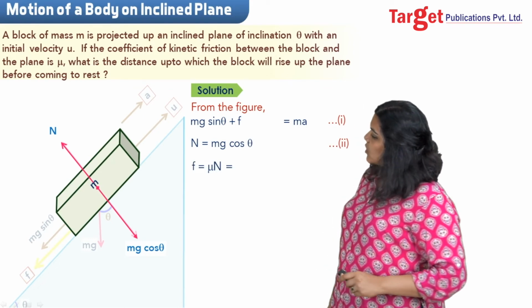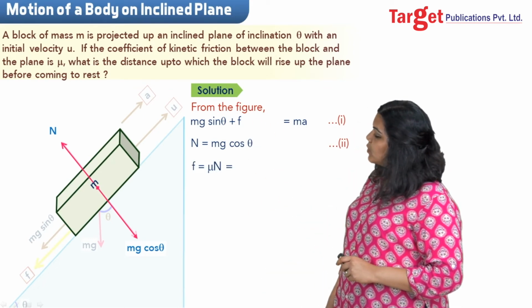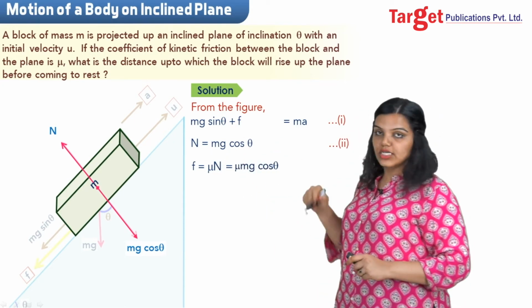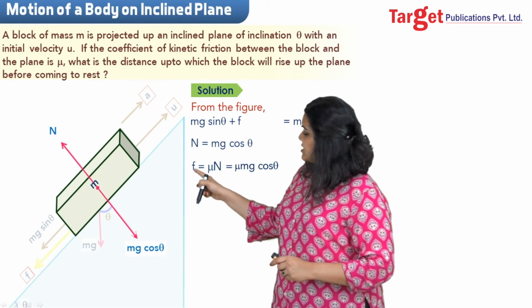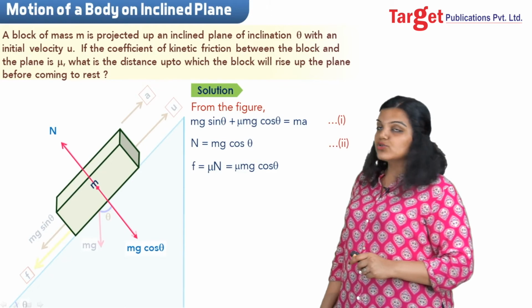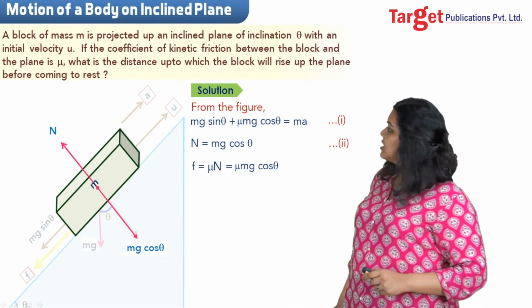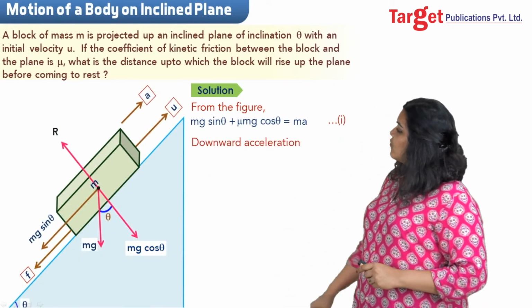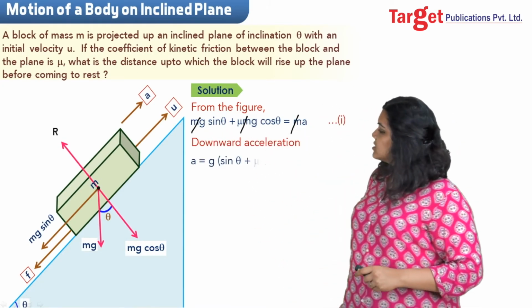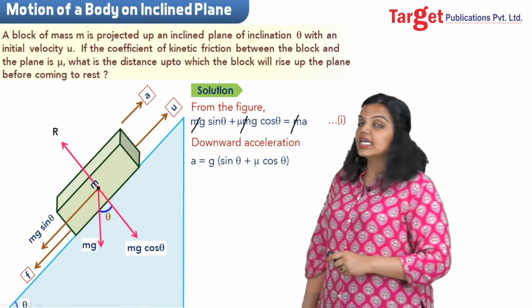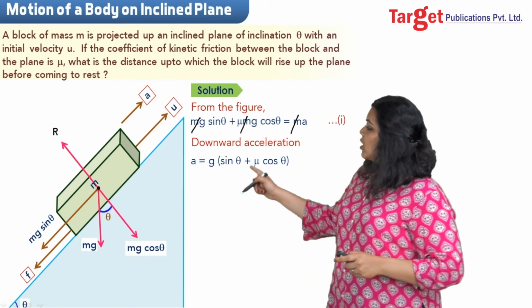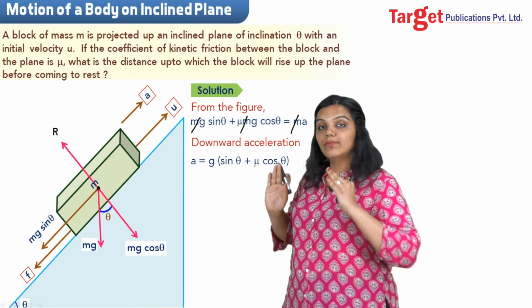I come back to the first equation, and f is nothing but mu N, which is mu mg cos theta because N is mg cos theta. So I replace f with mu mg cos theta, and this gives me the answer for the downward acceleration. I cancel out the m's and I get a is equal to g sine theta plus mu cos theta. Remember, we got a plus because in this case I have pushed the block up.